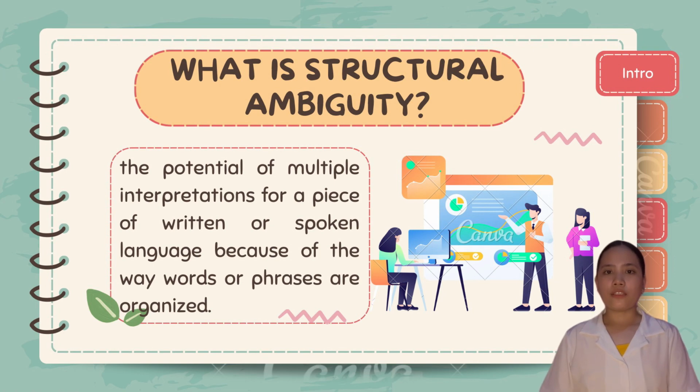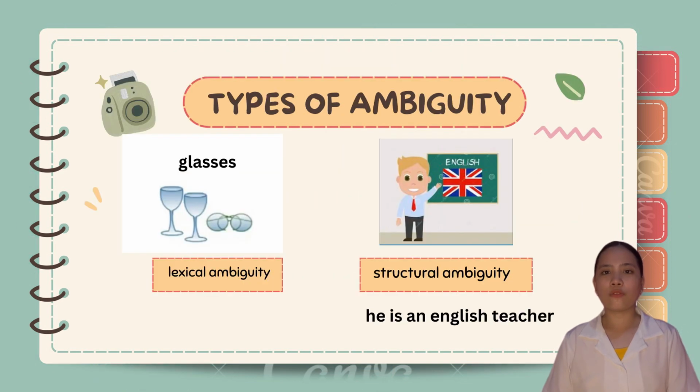Structural ambiguity is a word, phrase, or statement which contains more than one meaning. Some examples: natural language utterances involve several of the following types of ambiguity. For example, lexical ambiguity, here the example glasses may denote two different things, the eyeglasses or the drinking glasses. Take the case of structural ambiguity, as in: he is an English teacher.